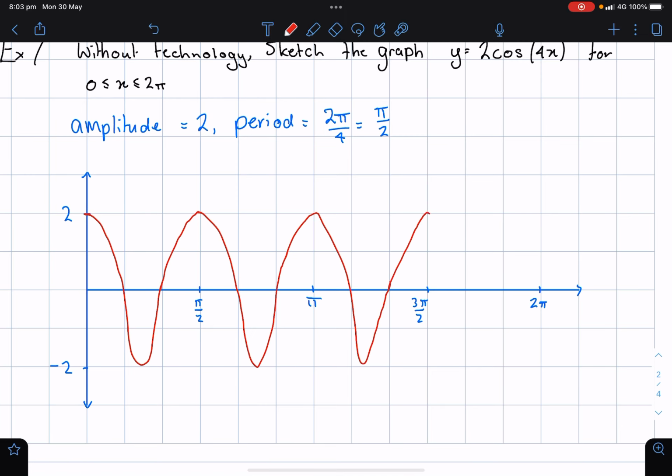Please note that my graphs will not be perfect as I am freehanding this. Alright, so your graph should look something like this. Obviously your graphs at home will be a lot nicer than this, as this was nice and quick. Alright, let's just tidy this one up. Beautiful. Alright, so you get the idea. Calculate the amplitude, calculate the period, whether we're going up or down, and whether we're going right or left.